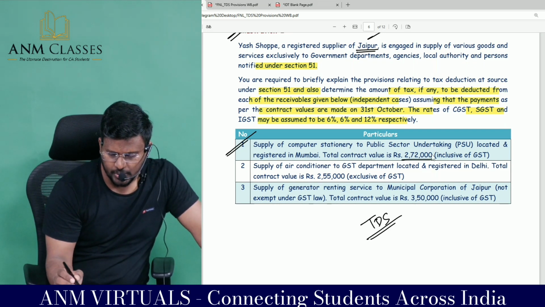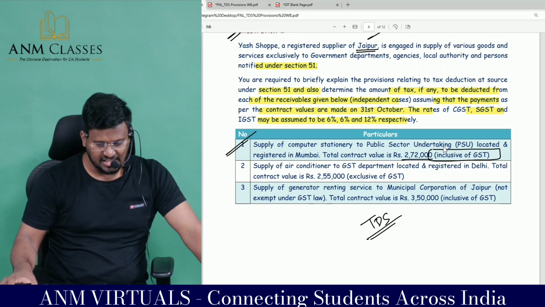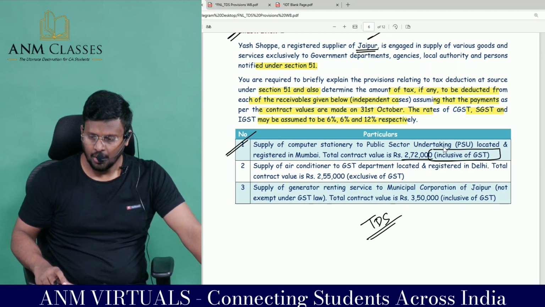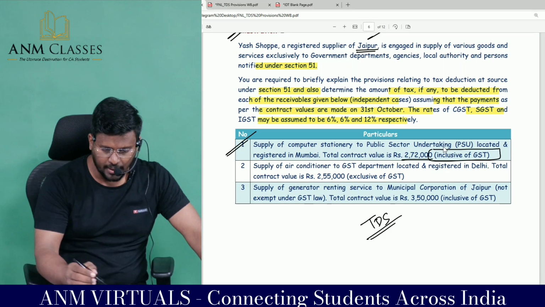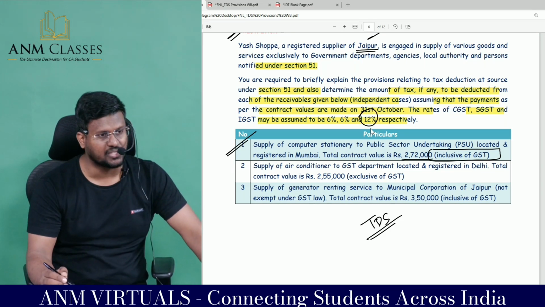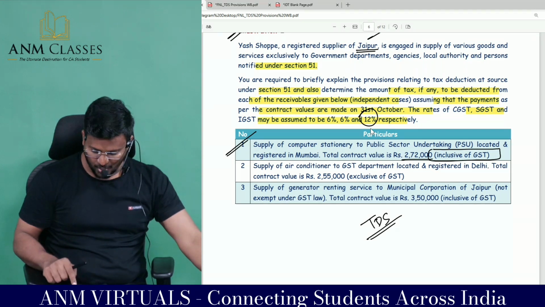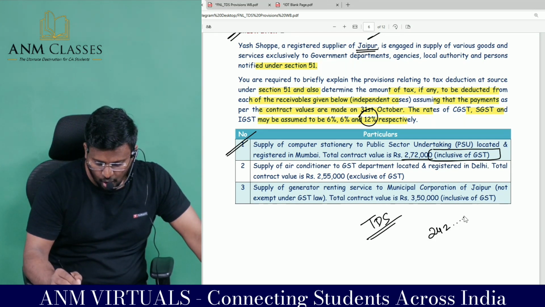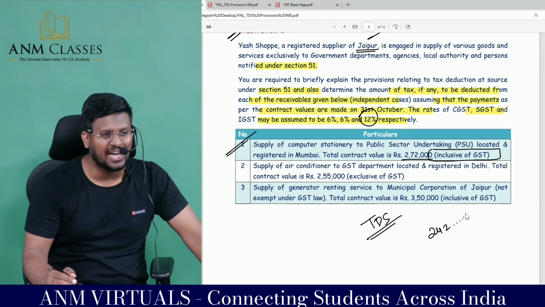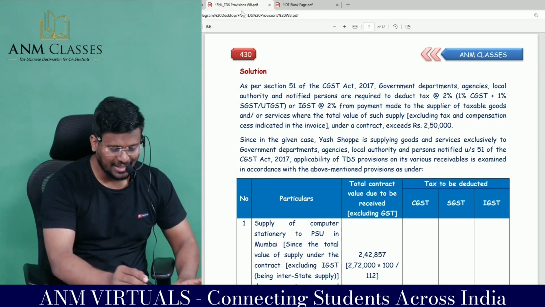Total contract value is 2,72,000 inclusive of GST. Sir, the supply is a taxable supply first of all. Number two, we have to check the contract value: 2,72,000 divided by, look here, it is 12%. For every question, don't put 18%. So divided by 112 into 100 comes to 2,42,000 and odd, which is less than 2,50,000, so no need to deduct. Look at the answer.